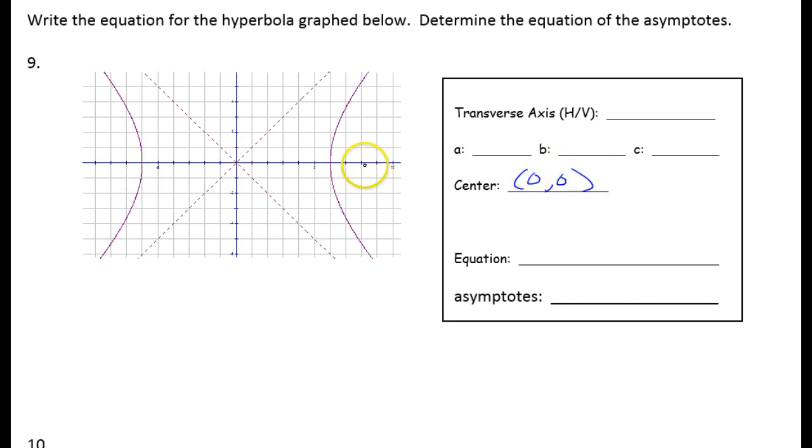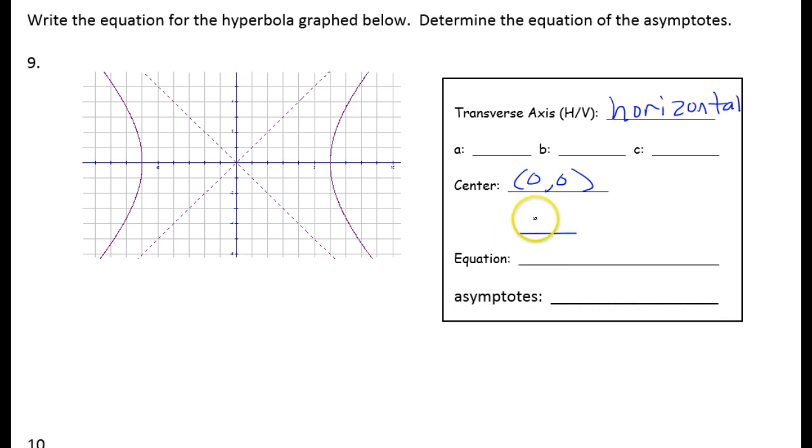The next thing you need to pay attention to is whether or not the hyperbola is horizontal or vertical. When I say that, I'm just talking about what they call the transverse axis. If I draw a segment connecting the vertices, see how that's horizontal? So I'm considering this to be a horizontal hyperbola. When the transverse axis is horizontal, that tells me that the x term is going to be the first term in the equation.